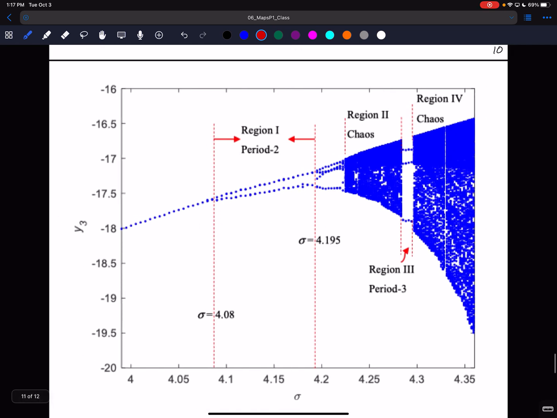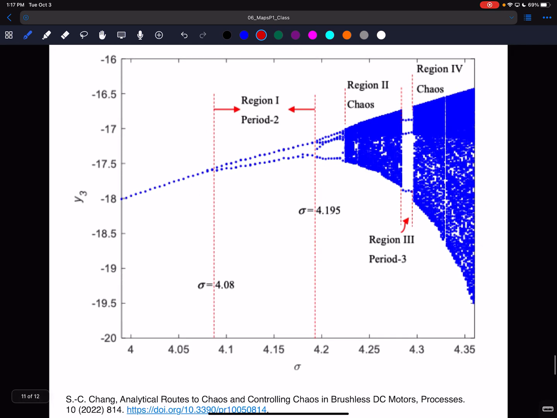The last example I'll show comes from studying controlling chaos in brushless DC motors, shown here, where they examine these different regions. And again, they have this period 2, period 4, and then the chaos appears as well, and period 3 as well.